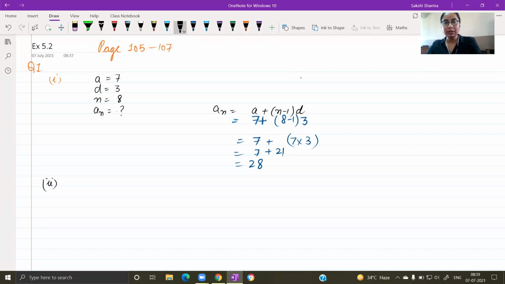Second part, can you tell me out of the 4 values what's given to me? These are the 4 values indicated. The 4 headings given at the top of your column are A, D, N and AN. Out of these, what are given to me in the second part? Avleen, roll number 9.